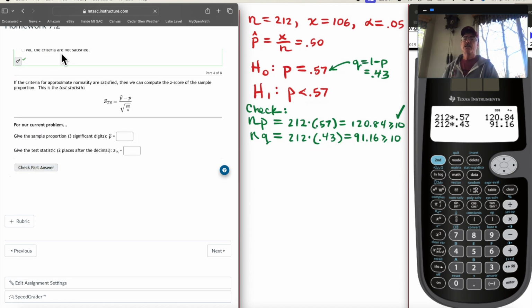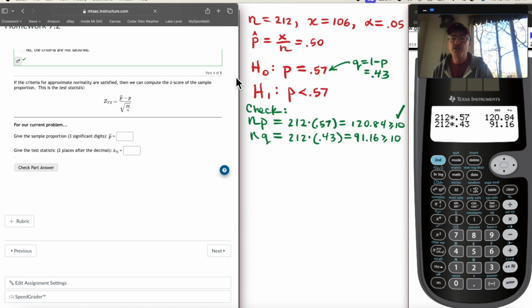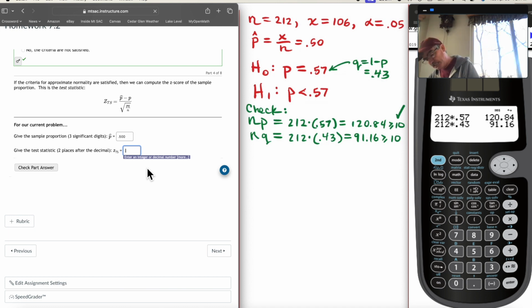Okay, so next we need this test statistic. So this is just to see how many standard deviations our sample proportion of 50% is below what we're assuming, and that's 57%. We are claiming the population proportion is less than 57%. We got 50%, that seems less. Let's see how many standard deviations below. So that's the next computation, and we can go ahead and put in our p-hat value here. This was a 0.50. Normally I would do that to 3 significant figures as it says, but I actually didn't round that at all. Okay, so now let's do this Z test statistic.